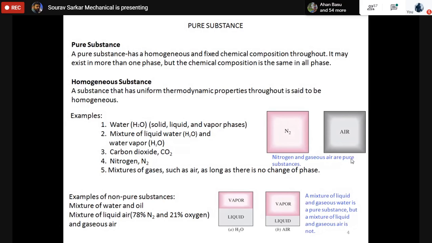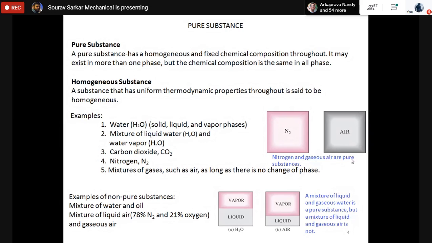So if I try to define it, a pure substance has a homogeneous and fixed chemical composition throughout. It may exist in one or more than one phase, but the chemical composition is the same for all phases. So these are the things that I'm trying to say. So just like liquid water, solid ice and vapor are also pure substances.